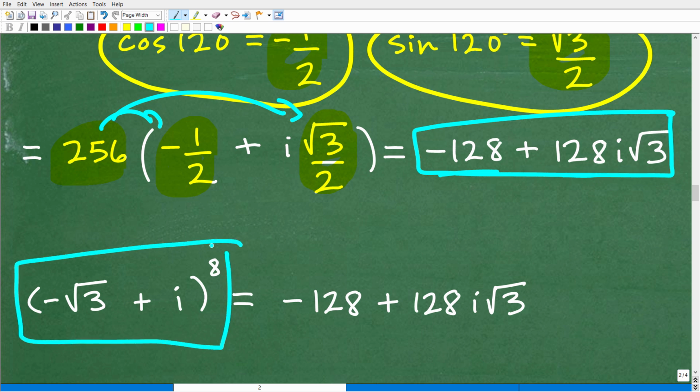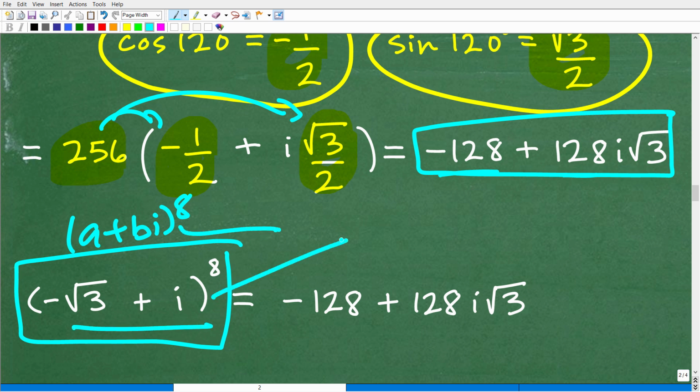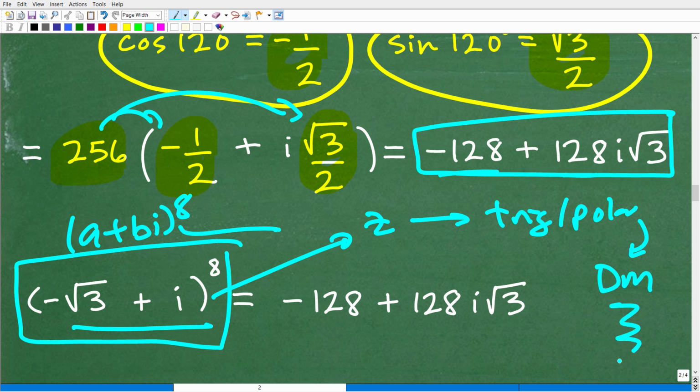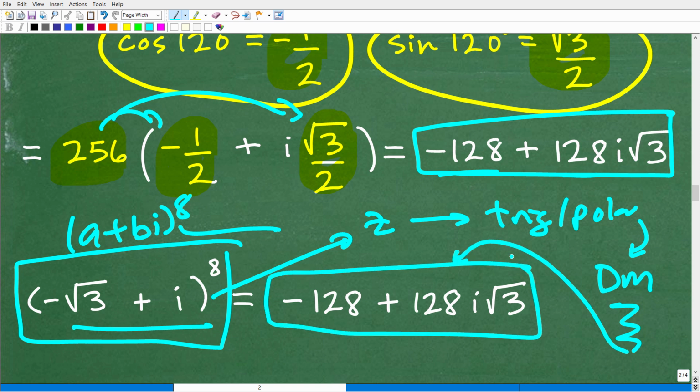And what we did is we took this complex number z in a plus bi form, rectangular form, took it to the 8th power. And the way we did this is we took this complex number z, we put it into trigonometric or polar form. Then we applied De Moivre's theorem. Then we did all the crazy stuff with De Moivre's theorem. We cleaned it up, and then we put the answer back into a plus bi form. Now, sometimes you'll be asked to put your answer into trigonometric or polar form, because you got to be careful with these problems. So this is the answer.